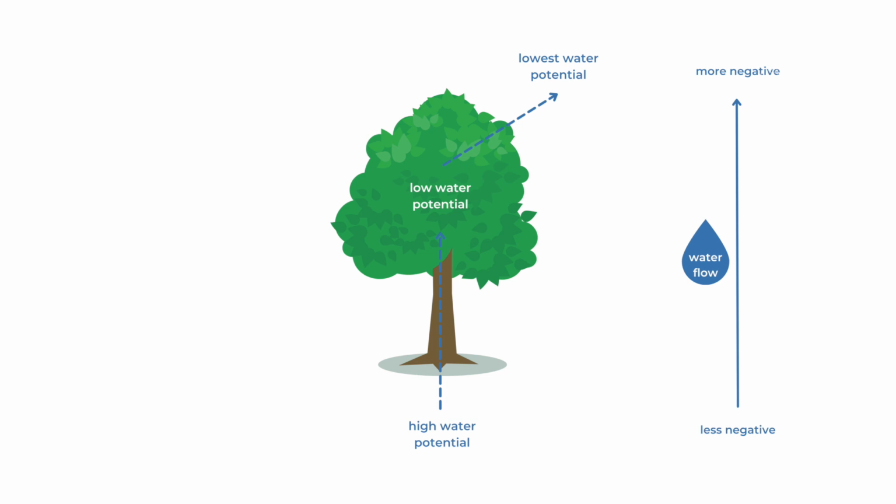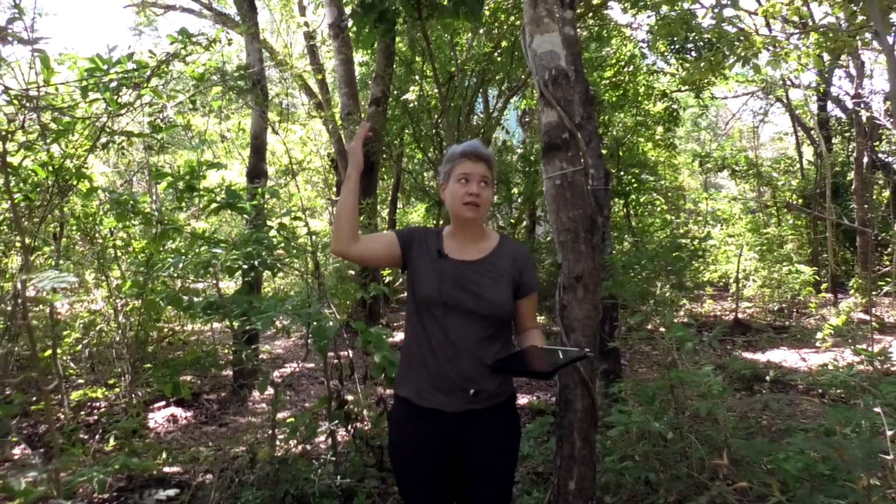Sounds complicated? Let's look at the example of tree water uptake. So for a tree to transport water from the soils up to the leaves and out to the atmosphere, the water potential has to be increasingly negative along the whole transport pathway. So now, how do we measure this?